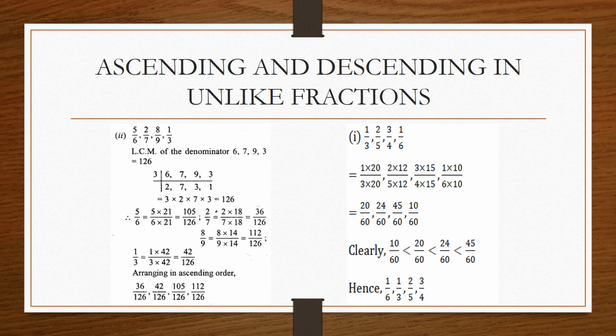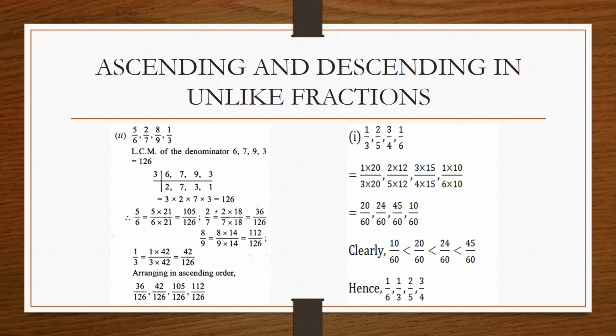Ascending and descending in unlike fractions. So remember children, whenever we are talking about unlike fractions, if you want to compare and if you want to do ascending, descending, the first thing to remember is you have to make all the fractions like fractions. And how to do that? First step, you have to find out the LCM. And the second step, you have to make all denominators equal to the LCM.